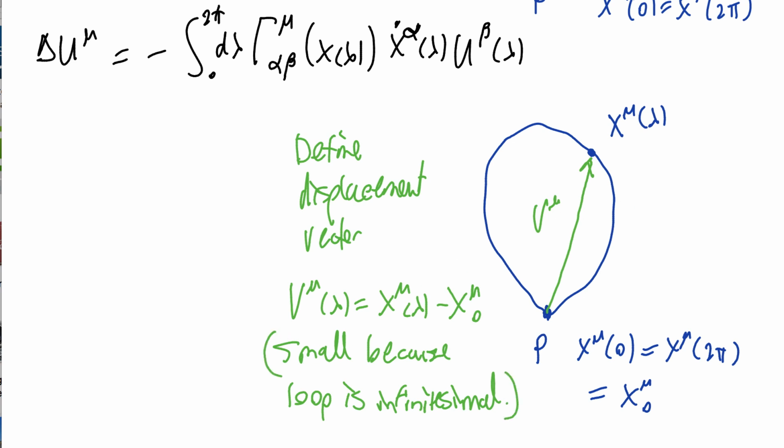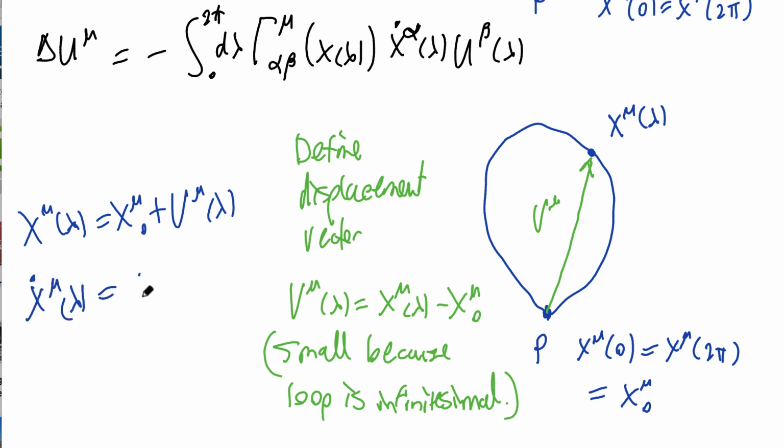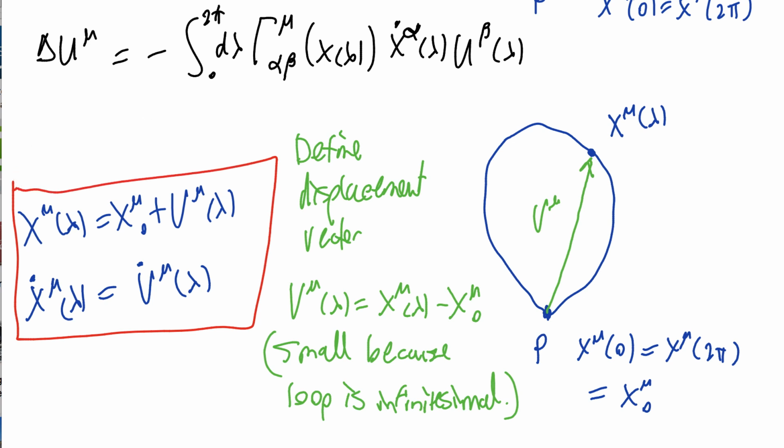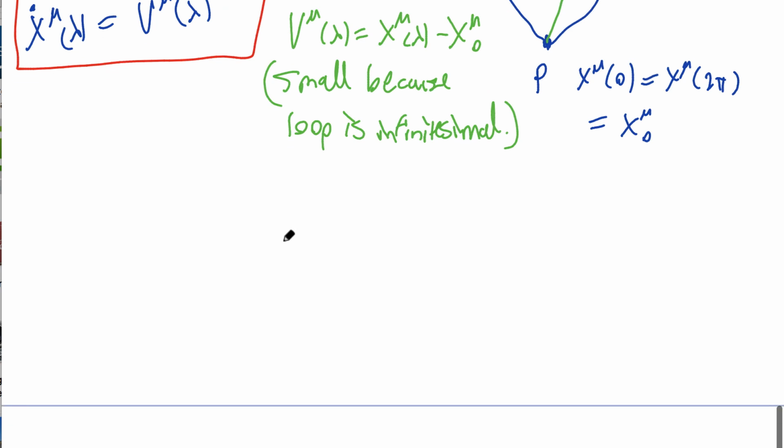And so we can now write our coordinates of the point lambda along the loop as x^μ = x_0^μ plus this displacement vector v. And of course, if we differentiate this with respect to lambda, we have ẋ equal to v̇. So now we can use these to rewrite our result for the change in u in the following way.